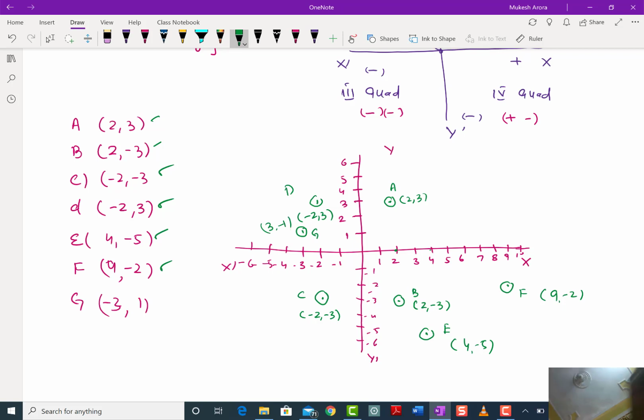You can draw as many points as you want, and if you join them, you can make a figure. That is all for today. We don't have much in this topic.